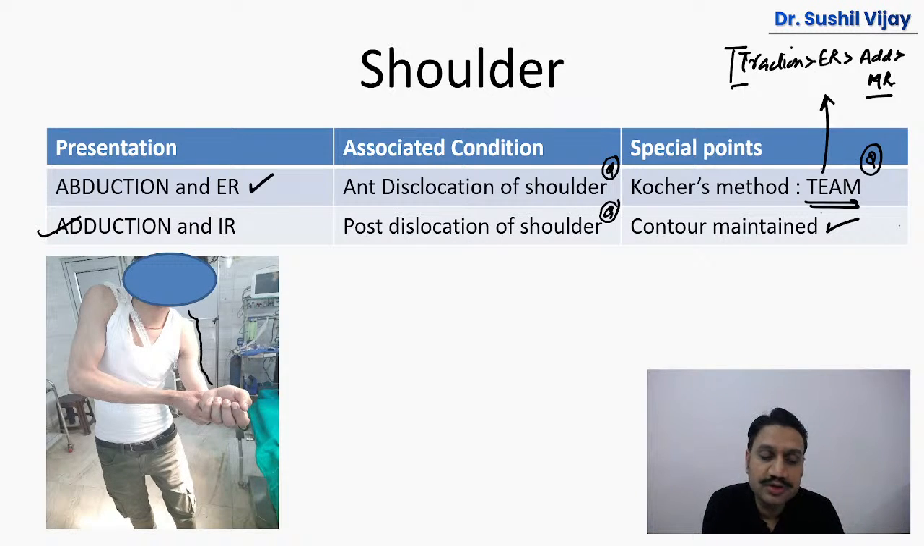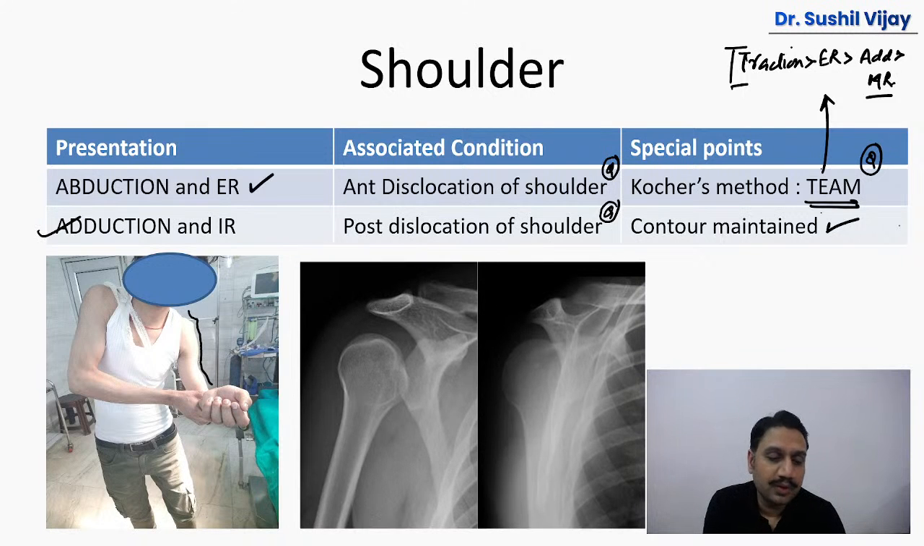Is it anterior dislocation or the posterior dislocation? Can somebody say like that? Anyone? So this is the anterior dislocation of the shoulder. This one is anterior dislocation of the shoulder because the contour is lost. Okay, and contour being maintained is a feature of posterior dislocation of the shoulder.